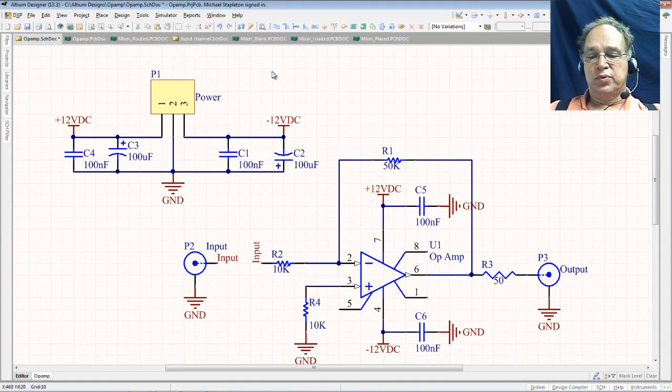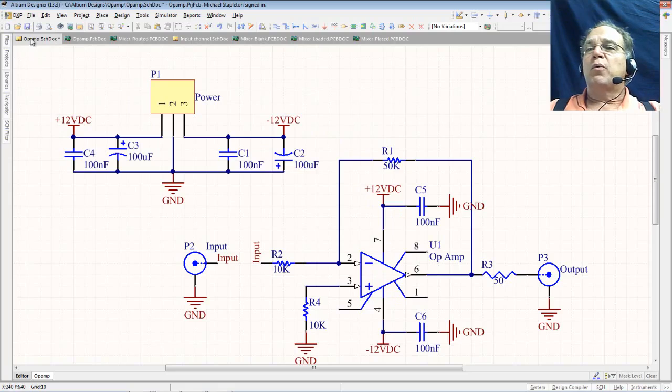and I have my inputs wired, my power supply input wired with 100 nanofarad, 100 microfarad, both sides of my rail, positive and negative. And I have plus 12 volts with 100 nanofarads on the input, minus 12 volts at 100 nanofarad on this input.